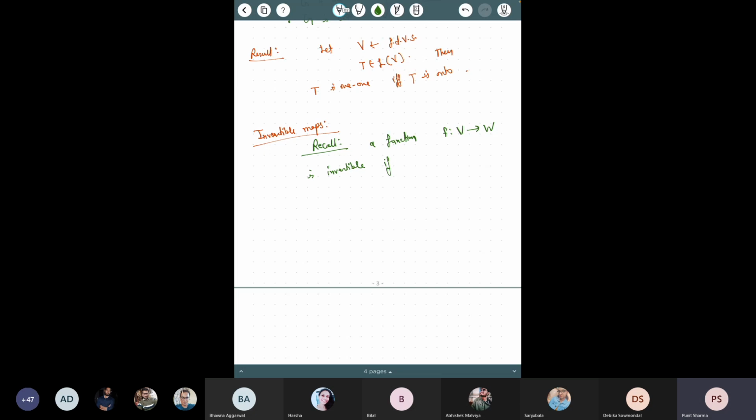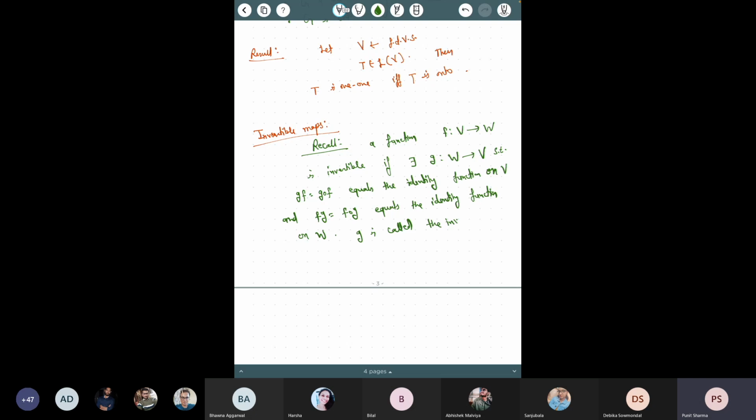So what she is saying is the following. If we have a function f from V to W, then it is called invertible if there exists a function g from W to V such that g composed with f equals the identity function on V, and f composed with g equals the identity function on W. If this is the case, then g is called the inverse of f. This is what you have learned; I'm just recalling it.